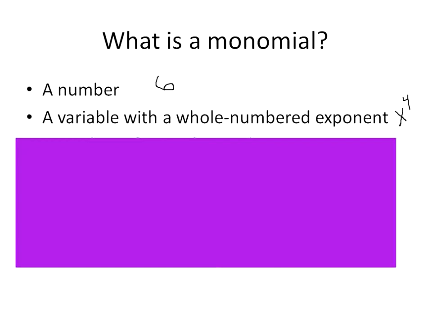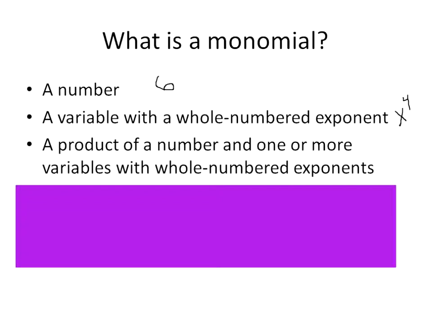Another example of a monomial could be a product of a number and one or more variables with whole number exponents. So an example of that could be, let's say, 3x to the 4th, y to the 5th, z, and z would be to the first power since there's no exponent. So you can see that it says a product. That means I'm multiplying everything. 3 times x to the 4th times y to the 5th times z.